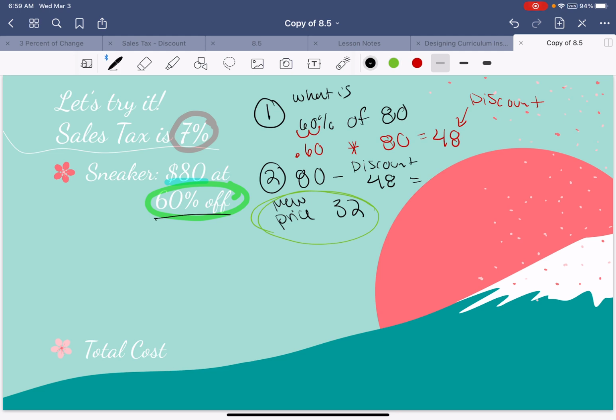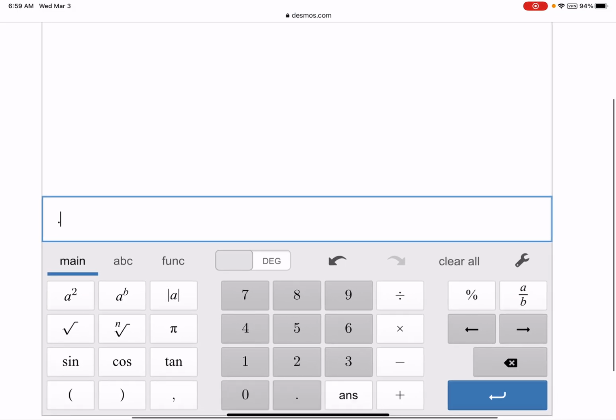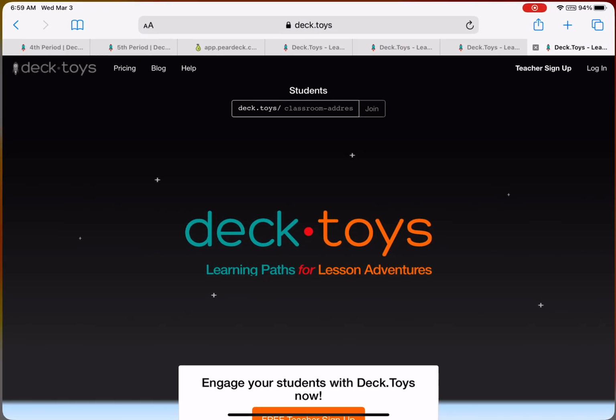So now we need to find the tax of the $32. So step 3, what is 7% of 32, right? Because our tax is 7%. We move the decimal forward 2 places. 0.07 of is to multiply, and then 32. So we're going to come down here. 0.07 times 32, 2.24. Oops.